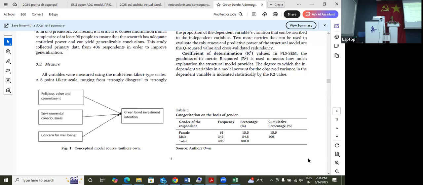You are doing a qualitative study and doing the content analysis?